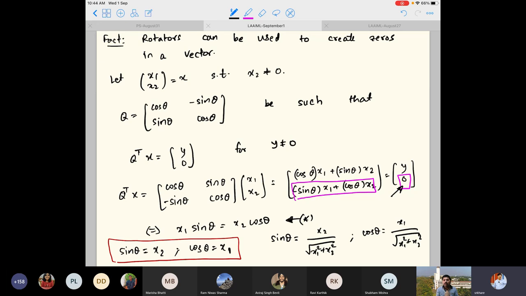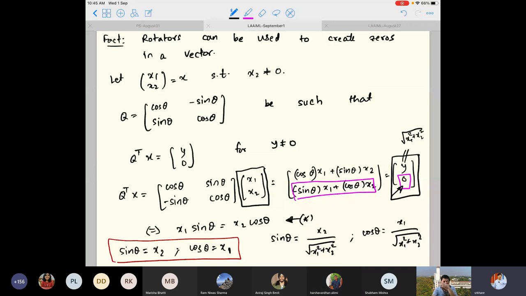And now what is the other thing that we knew? The property of orthogonal matrices is that the norm of this vector x1, x2 is the same as the norm of this vector y, 0. The norm of this vector is the square root of x1 square plus x2 square. So the norm of this vector y, 0 also has to be equal to the square root of x1 square plus x2 square. In that case, when you know this is 0, can you see that this y is actually the square root of x1 square plus x2 square? Do you agree that this is what y has to be equal to? There is no other option for y, right?